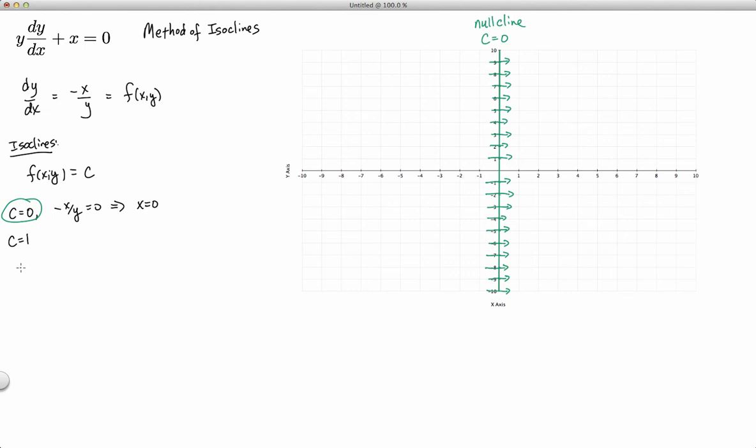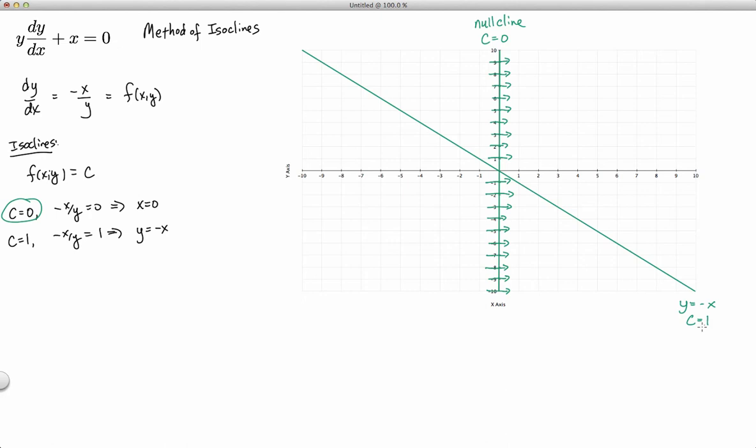Let's do slope of 1. So the things that have a slope of 1 lie along a line that looks like this. If I put it in sort of a standard form for lines here, then this will be the line y equals negative x. So let me go ahead and graph that one. Y equals negative x would be from here through the axis all the way to the other side. So this is the line y equals negative x. It corresponds to a slope of 1.